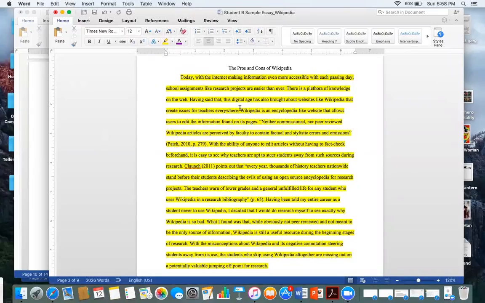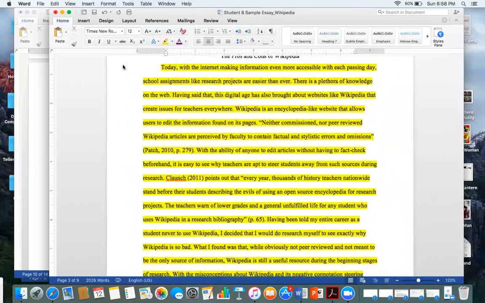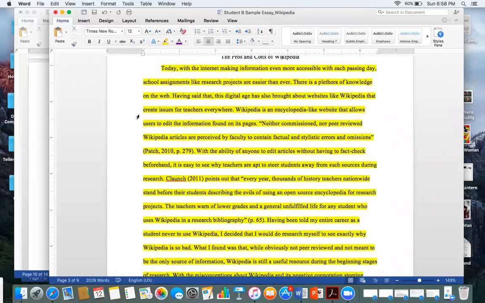Today, with the internet making information even more accessible with each passing day, school assignments like research projects are easier than ever. There's a plethora of knowledge on the web. Having said that, this digital age also brought about websites like Wikipedia that create issues for teachers everywhere. Wikipedia is an encyclopedia-like website that allows users to edit information found on its pages. Neither commissioned nor peer-reviewed, Wikipedia articles are perceived by faculty to contain factual and stylistic errors and omissions.